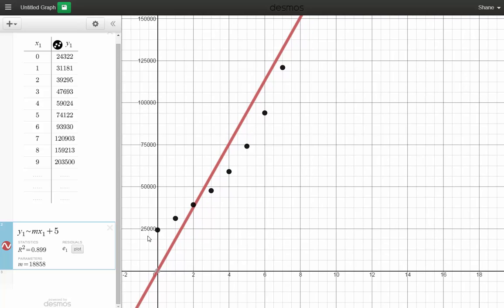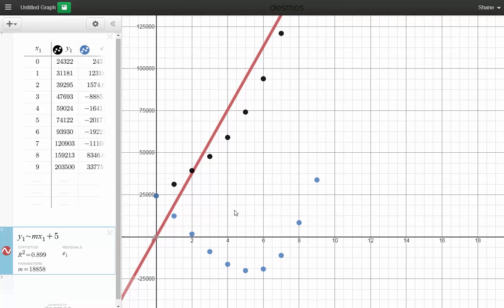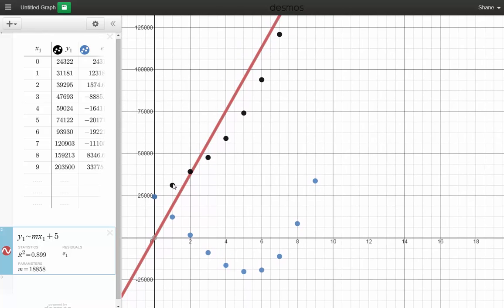If you want to see those residuals, which is the error between the actual point and the predicted point on the line, click on plot over here, and you'll see that this gives you the error between those two things.